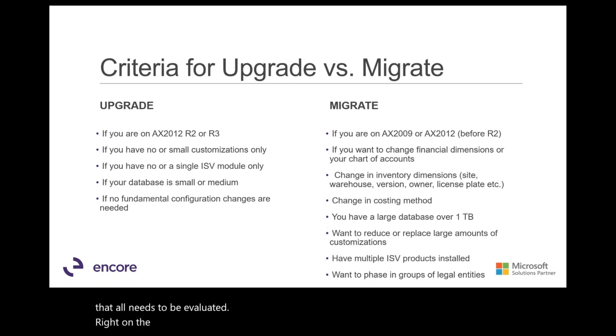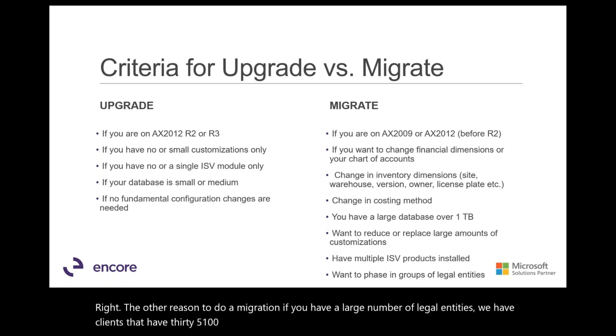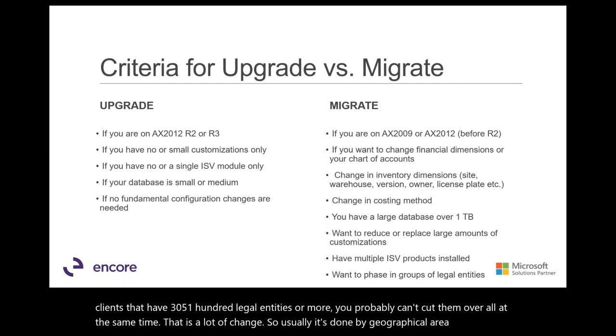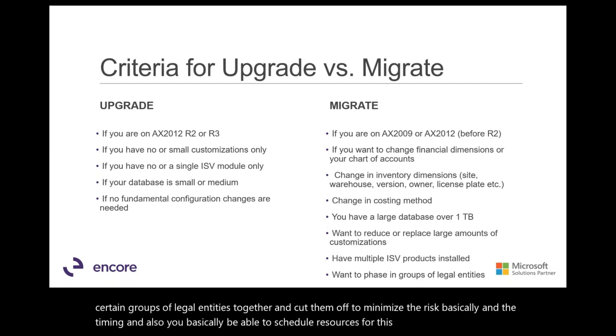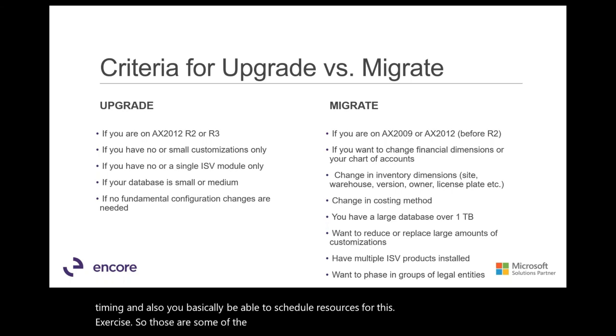The other reason to do a migration is if you have a large number of legal entities. We have clients that have 30, 50, 100 legal entities or more, and you probably can't cut them over all at the same time. That is a lot of change. So usually it's done by geographical areas. You group certain groups of legal entities together and cut them over to minimize the risk and the timing, and also to be able to schedule resources for this exercise. So those are some of the reasons why you would want to migrate versus upgrade.